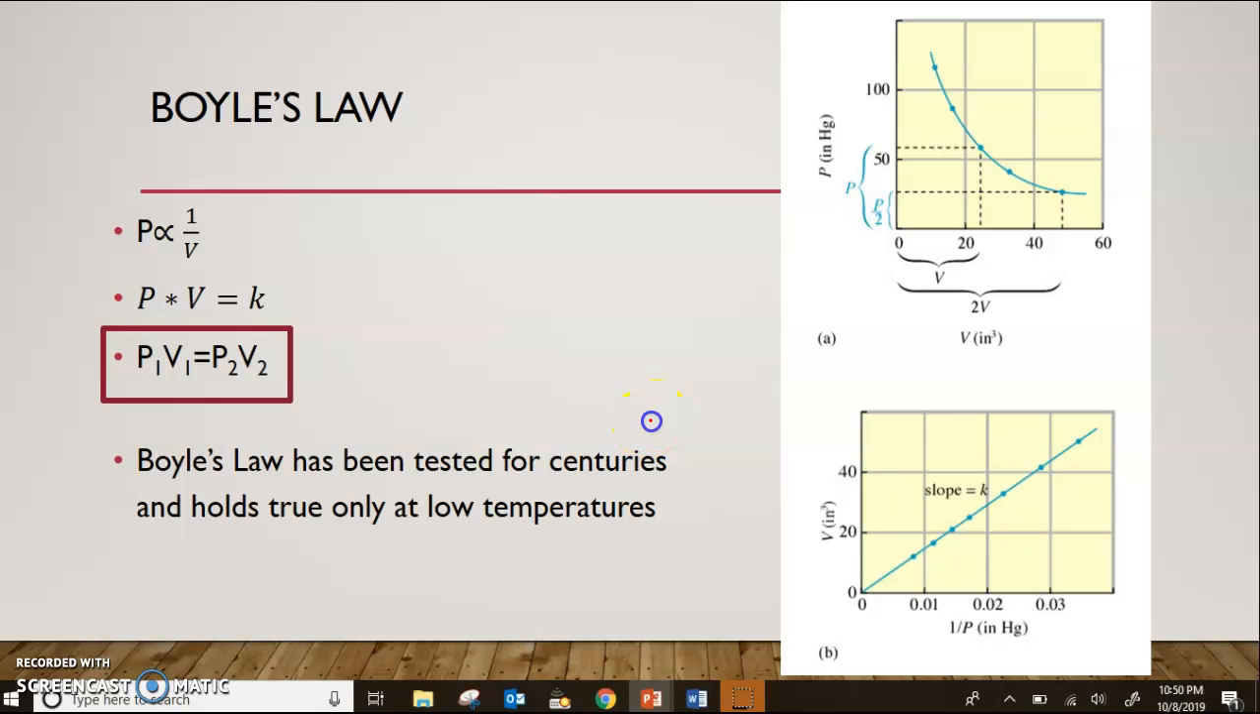This is what it looks like if it's graphed. It is important that you understand what the graphs of each of these laws look like. So Boyle's law, you can see here it's inversely proportional. If one is going up, the other is going down, and it does go down in a curve. So if it shows up in a question, you do need to be able to recognize what Boyle's law looks like.